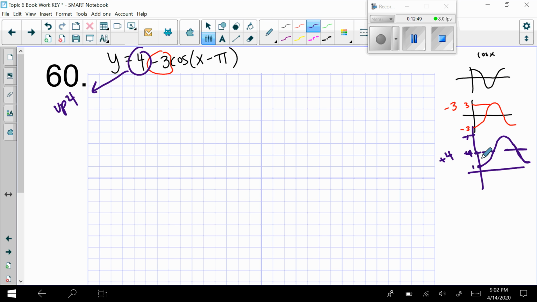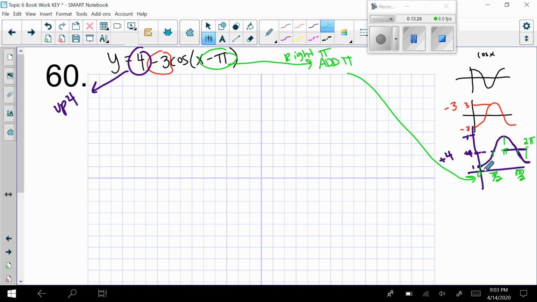We have nothing going on with our period, so our period is still 2 pi. That's good, that makes things easier. That's 2 pi. That's pi. This is 0. This we know is pi over 2. And this guy is 3 pi over 2. So that's your normal cosine curve. What do we have to do? We have to take all those and add. This is going to move us right pi, so we're going to add pi to all of those x values.